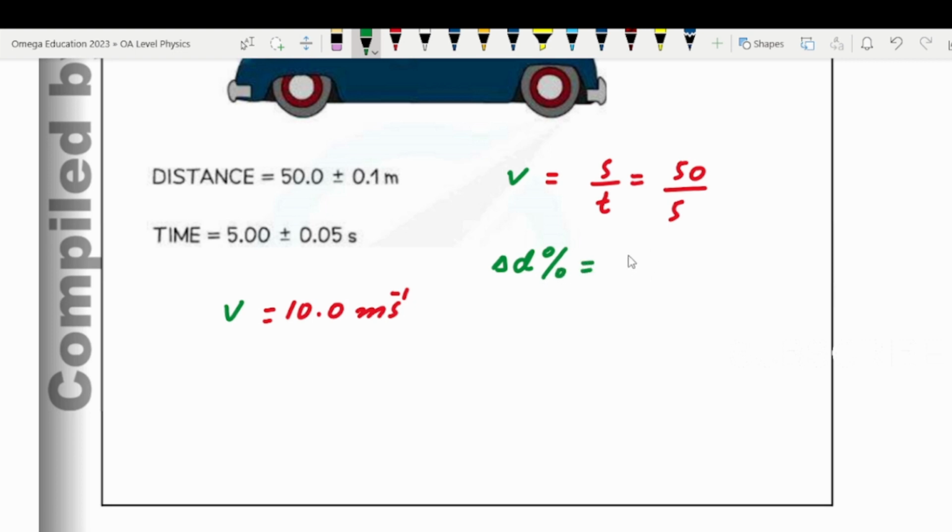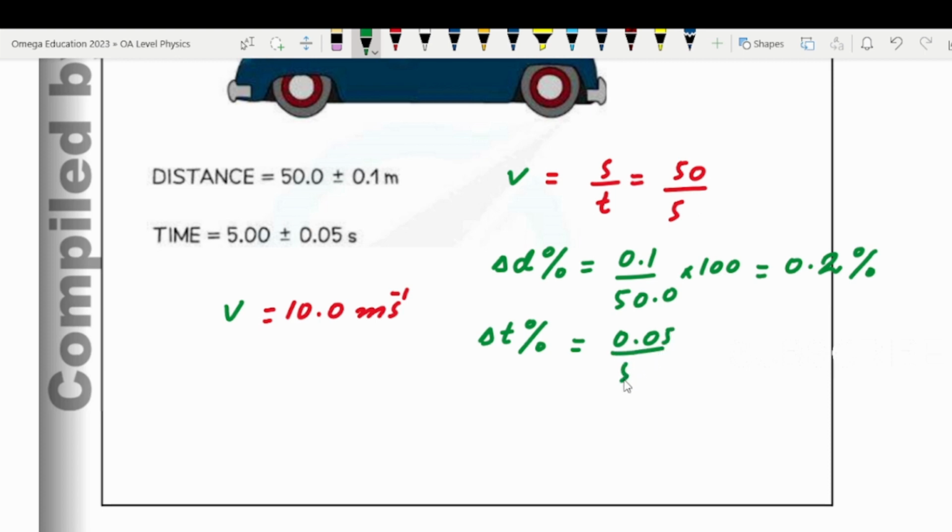Now in order to find the percentage uncertainty in distance, we discussed the formula. It'll be absolute uncertainty divided by the value times 100. We discussed it already in the previous part, how to find the percentage uncertainty. So in this situation this will be 0.2%. Now let us find the percentage uncertainty in time. That'll be 0.05 divided by the principal value, which is 5.00, multiplied by 100. And if you hit it on the calculator, you get 1.0%. Okay.